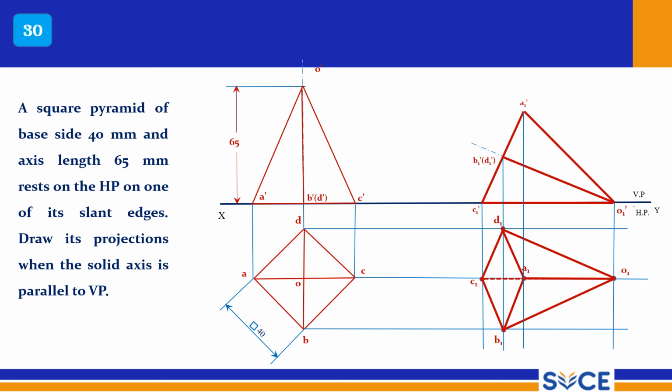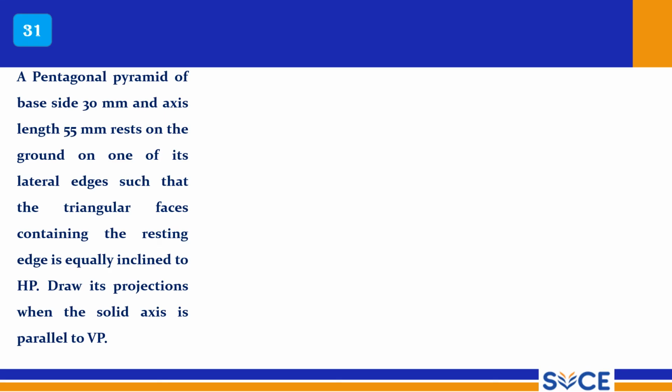So this is problem number 30. It is sleeping on a slant edge. Now 31: a pentagonal pyramid of base side 30 mm and axis length 55 mm rests on the ground on one of its lateral edges. So it is a pyramid, but it is sleeping on a lateral edge.